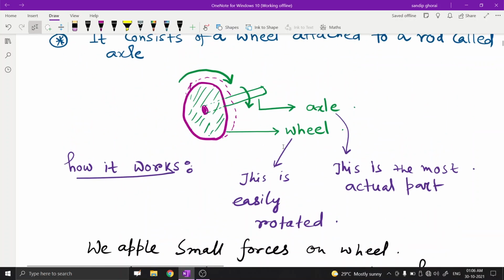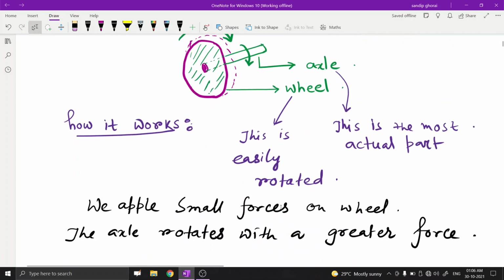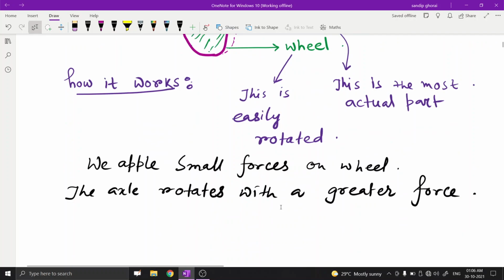In this arrangement there are two parts: one is the axle and the other is the wheel. The axle is the actual part that needs to be turned, and the wheel is the part that easily rotates. The wheel is applied to rotate the axle, and the axle is not easy to turn. That is why we apply small forces on the wheel, and it easily makes the fixed axle rotate with it, and the axle rotates with a greater force.